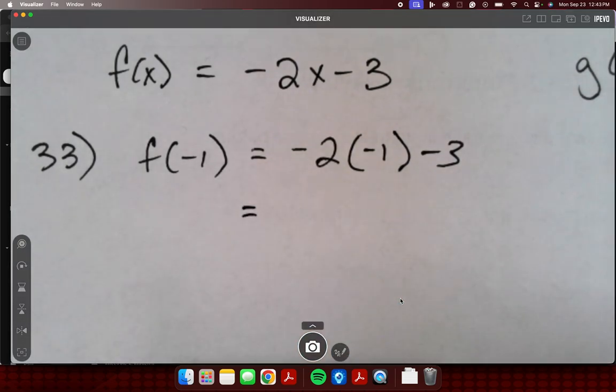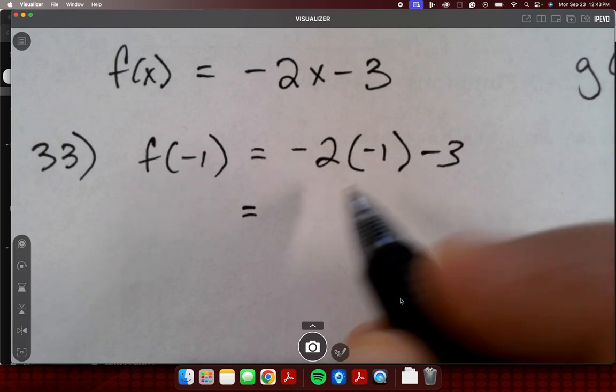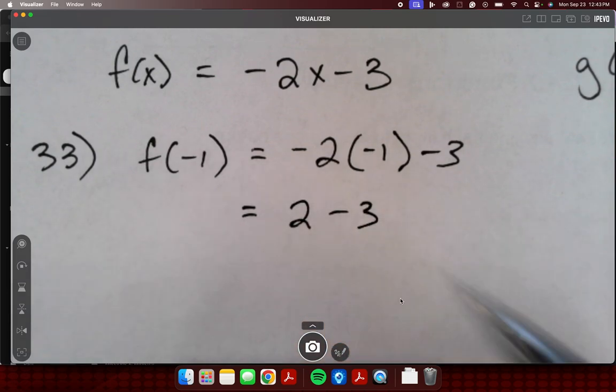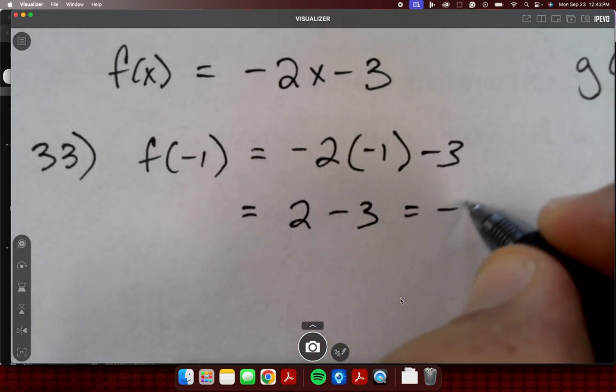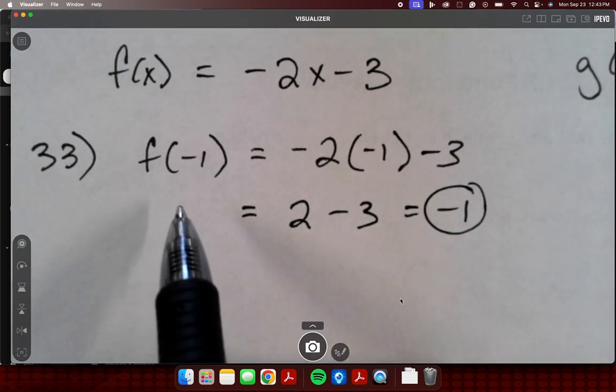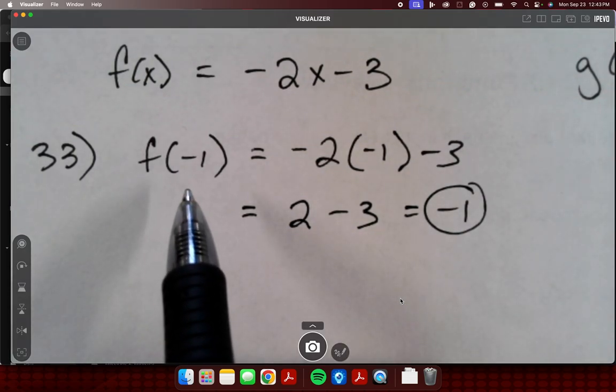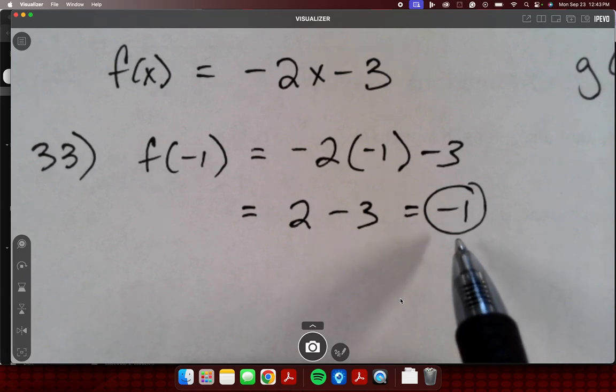Then we just follow the order of operations. Negative 2 times negative 1 is positive 2. 2 minus 3 is negative 1. So when x is equal to negative 1, the function, the y value, is also negative 1.